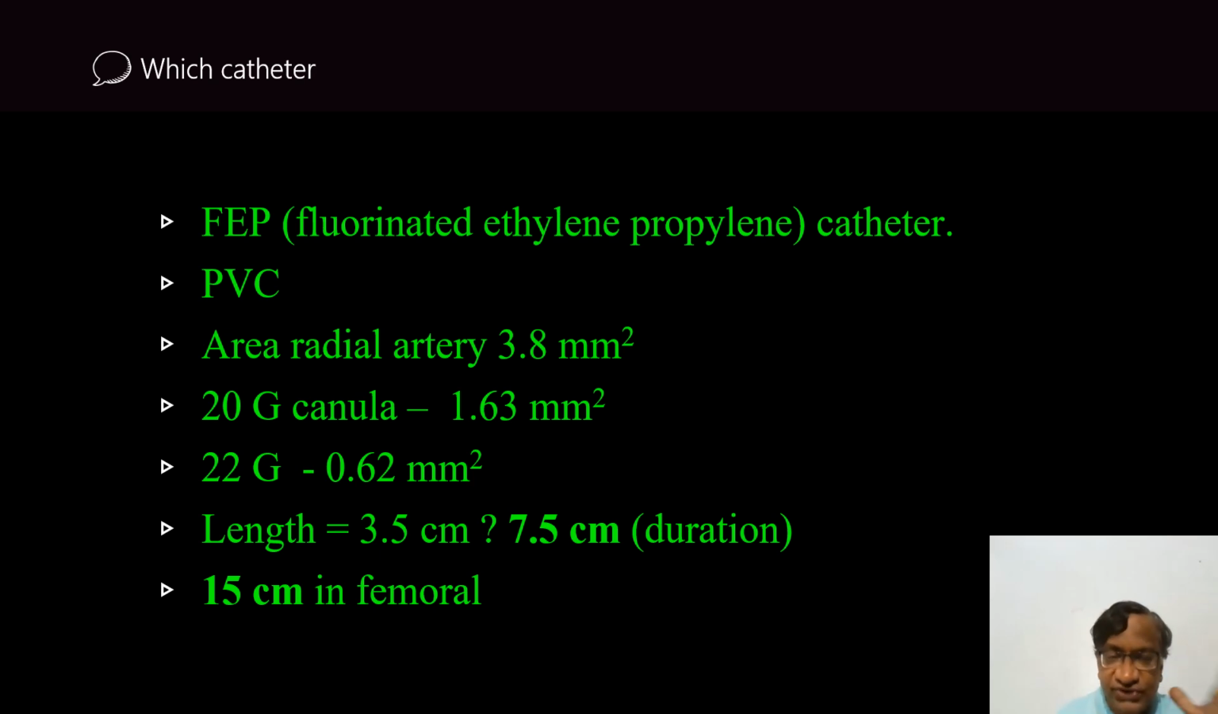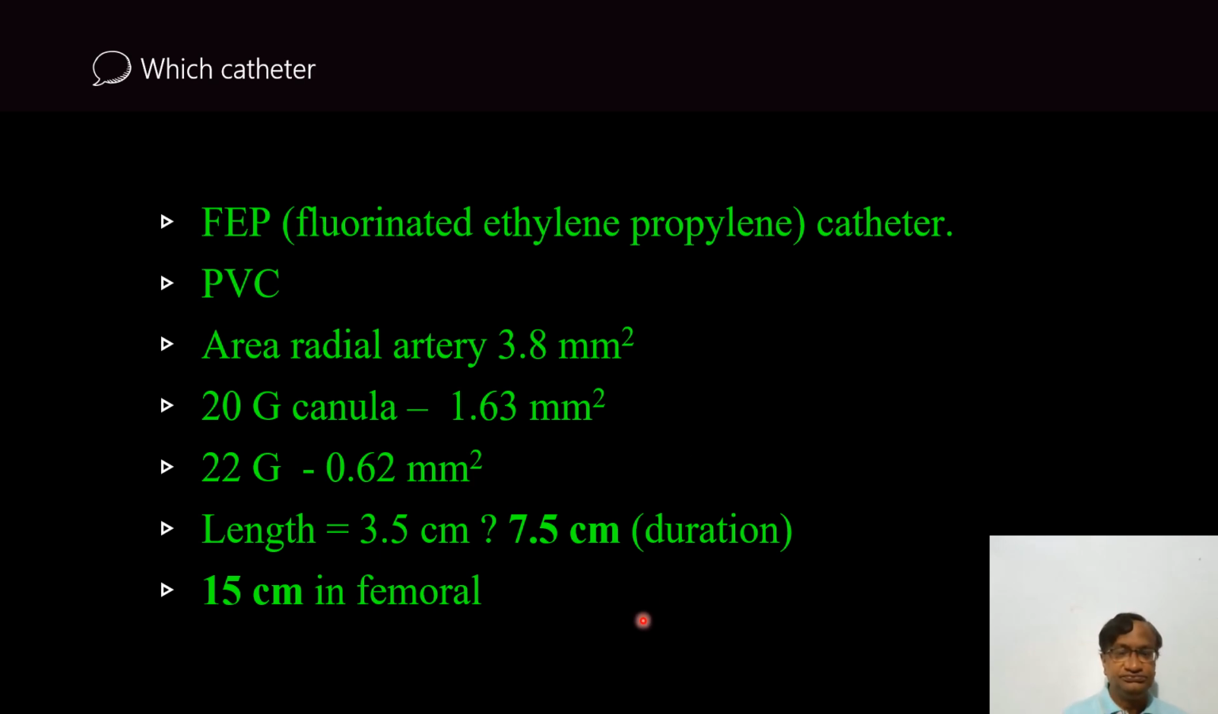What catheters are used? Fluorinated ethylene propylene, FEP catheters, and PVP catheters. Now the area of the radial artery is 3.8 square millimeters. A 20G cannula may be 1.6 to 1.7, and a 22 is only 0.62. That is the problem if you put a 22 in a radial artery.